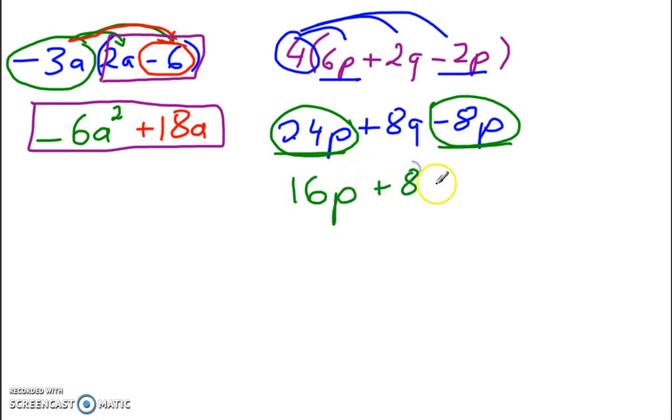plus 8q. I mentioned in class, we start with the term with the greatest exponent first, and then go to the least exponent. If you have different variables, you go in alphabetical order. So p, then q. We can't combine these two. This is not 24pq.